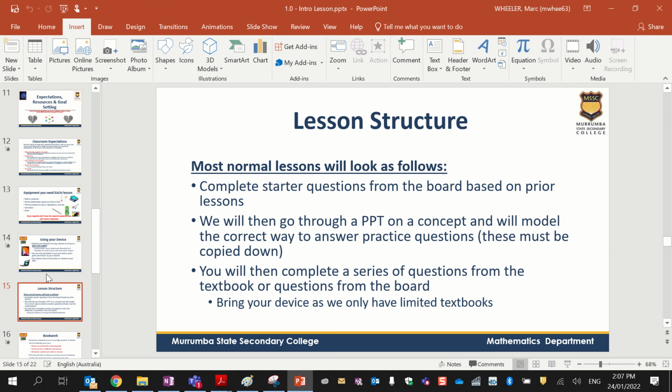Lesson structure, most normal lessons we're going to continue like we did last year. So most lessons, there'll be a PowerPoint. You'll have some starter questions on the board based on prior lessons.